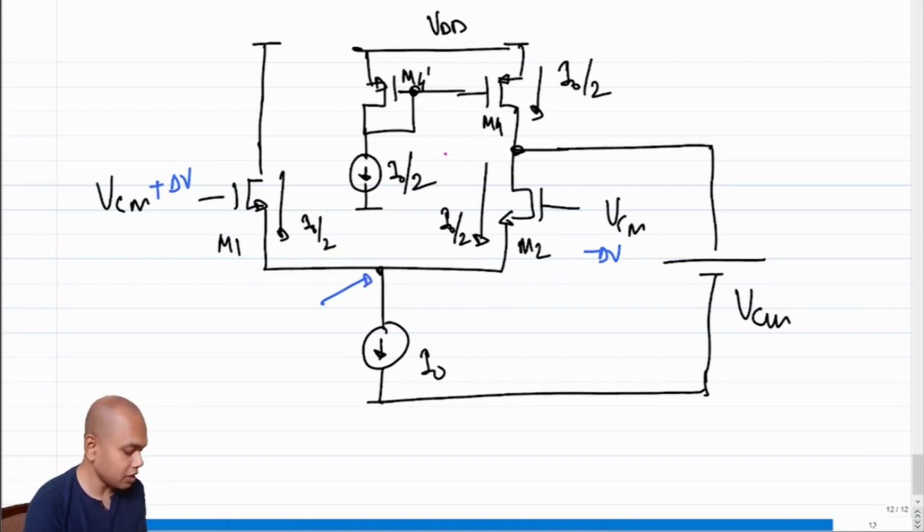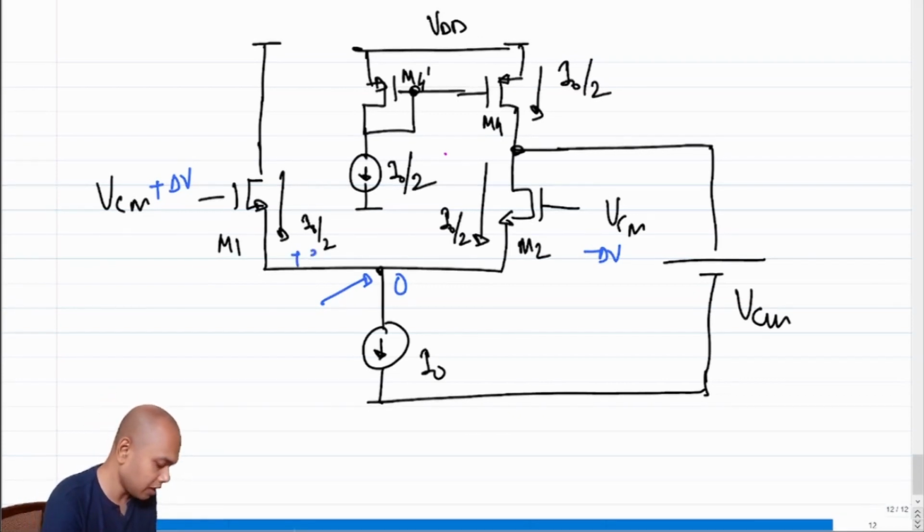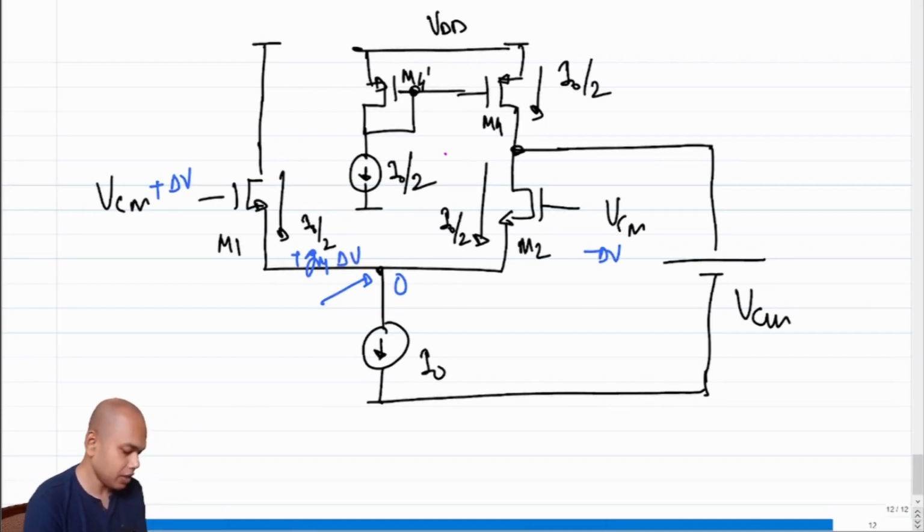Now what is this voltage Vx? This is the differential excitation. What is this voltage? That voltage will be 0. So how much increase in current will M1 face? It will face an increase of GM1 times incremental VGS. What is incremental VGS? Incremental VGS is delta V. So this becomes plus GM1 times delta V.